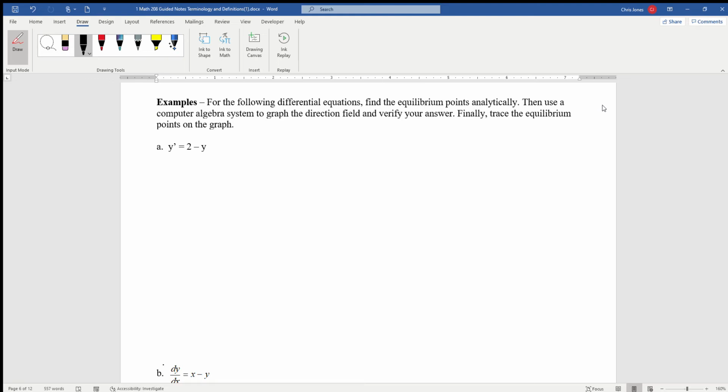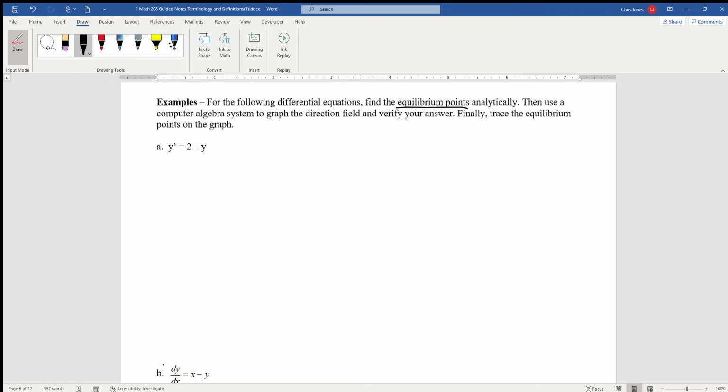So I'm going to give you three first-order differentials. What we're going to do is plot the direction field using a computer algebra system. We're also going to find the equilibrium points analytically, and then we're going to trace those equilibrium points. This is actually a really easy type of problem. Sometimes those are called stability points as well. So if you've ever heard that phrase before, equilibrium and stability point are the same.